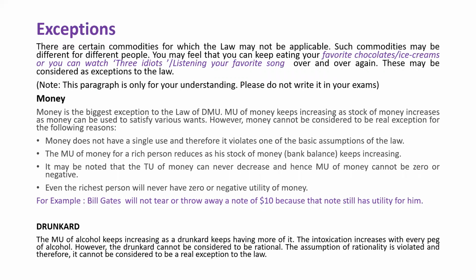Exceptions. When we talk about exceptions, these are cases where this law does not work. There are some commodities for which the law may not be applicable. Such commodities may differ from person to person. You may feel that you can keep eating your favorite chocolates, so every second bite of your chocolate gives you more utility than the earlier one. That means your MU is not decreasing, it is increasing. The next unit gives you more satisfaction than the earlier one.